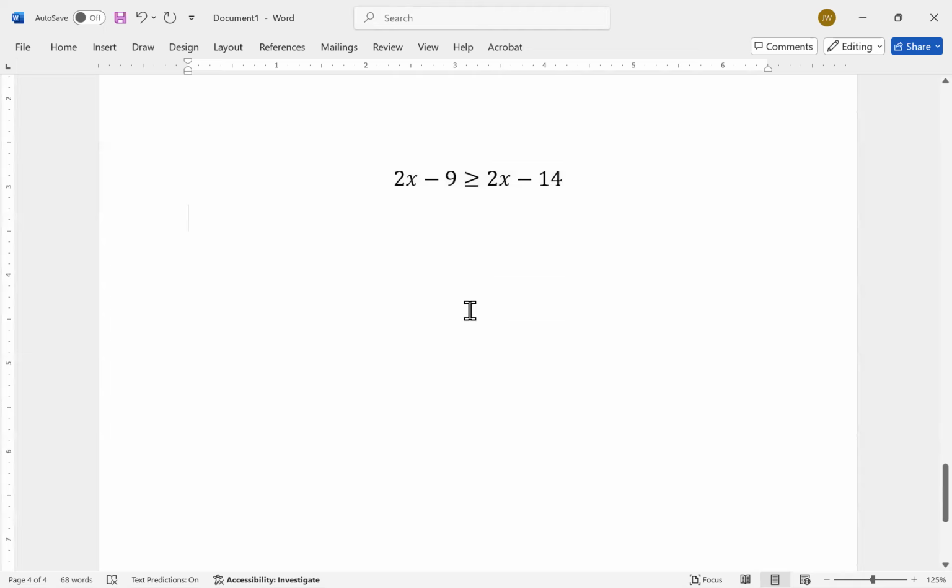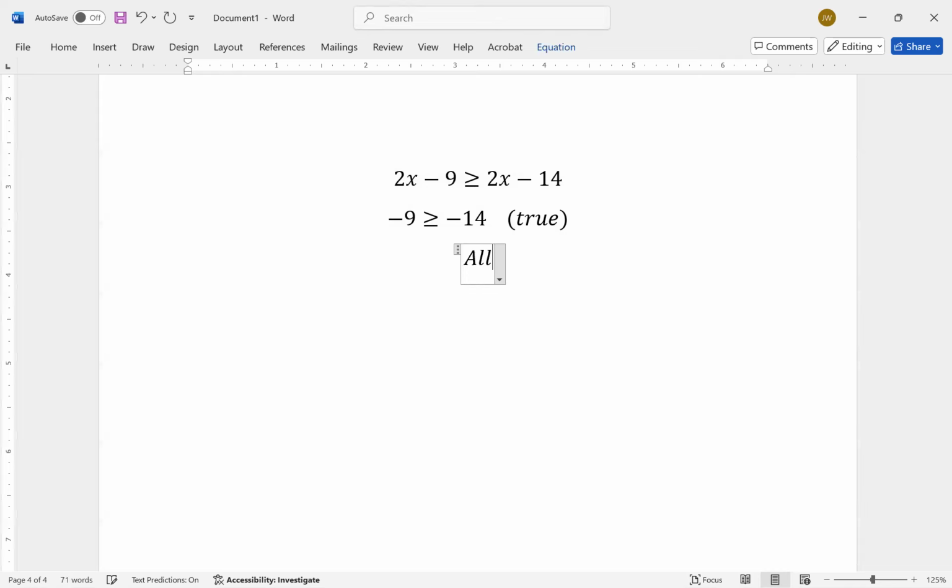In the second example, I would do a very similar thing. I would subtract 2x from both sides. Doing that gives me -9 is greater than or equal to -14. Now, that is a statement that's always true. I'll just write true next to that. And because that statement is always true, then the one above it always is true. No matter what I plug in for x, this statement is going to be true.